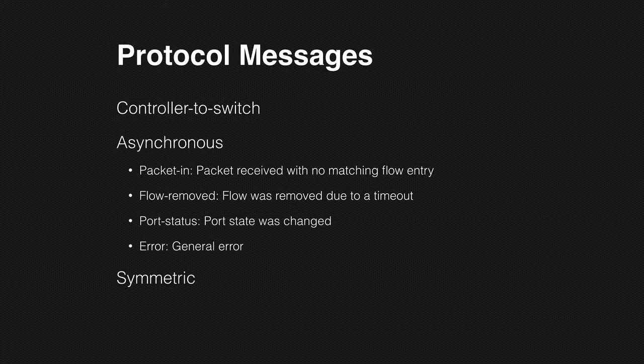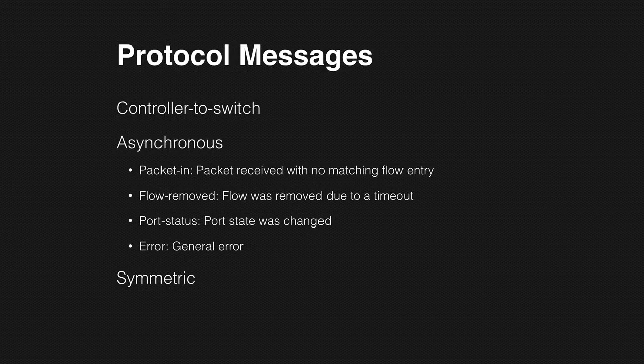Other asynchronous messages are also quite important. The flow removed one will be sent to the controller by the switch if, for a given match, there is a notify on remove flag set. Port status is a message that is sent by the switch on every port state change, for example, port going up or port going down. And naturally, there is a possibility to report an error.